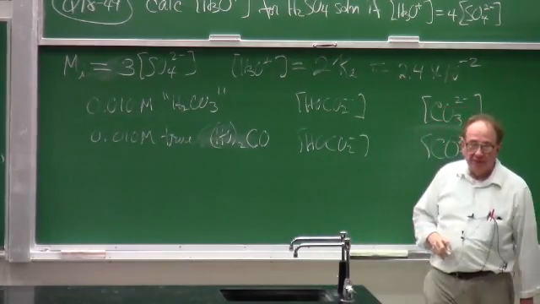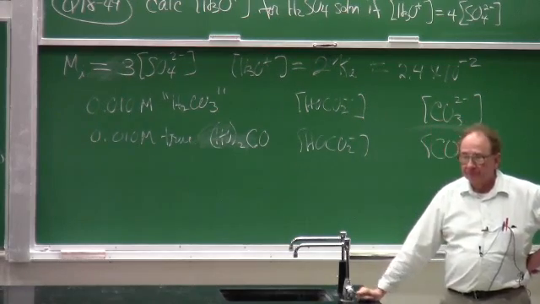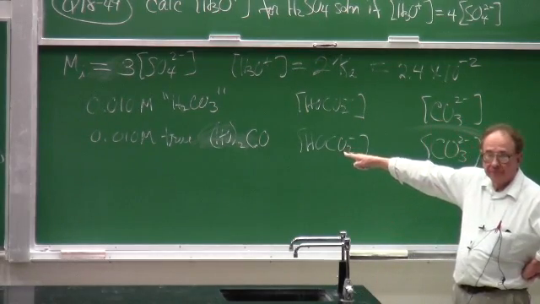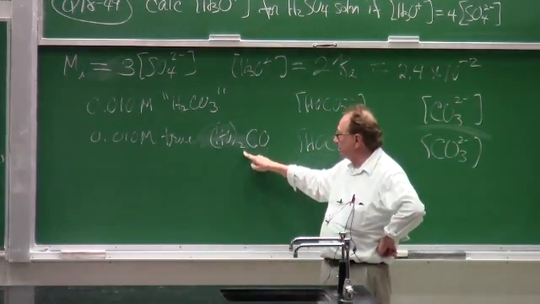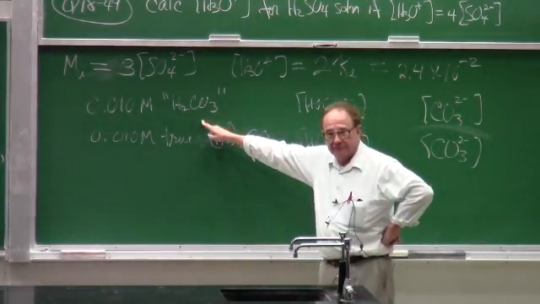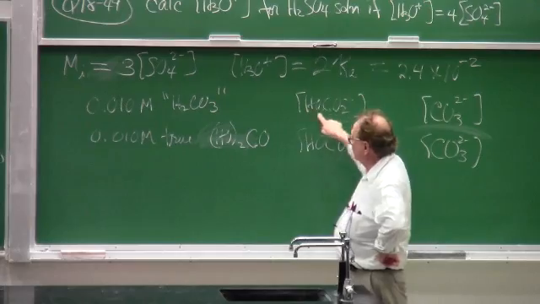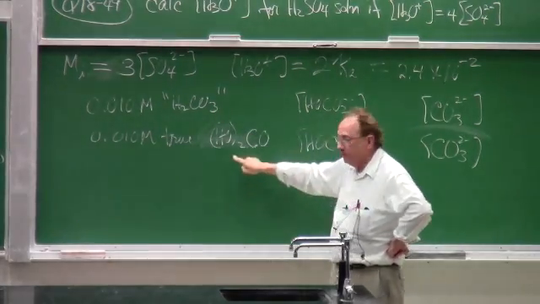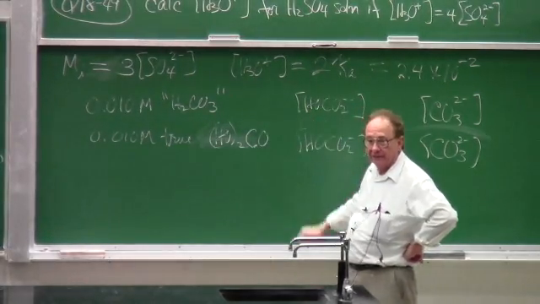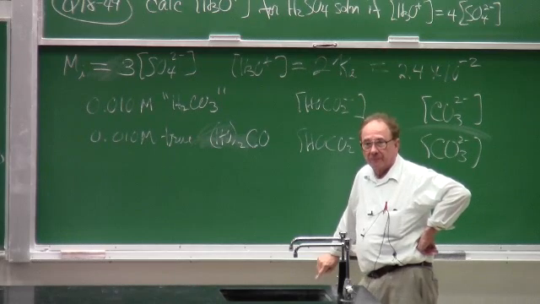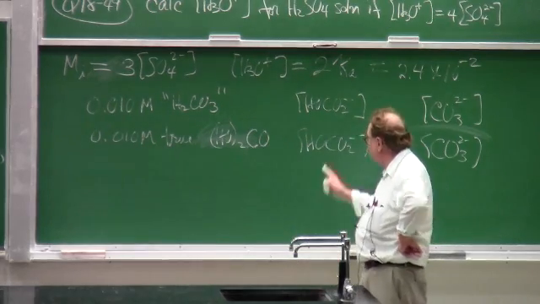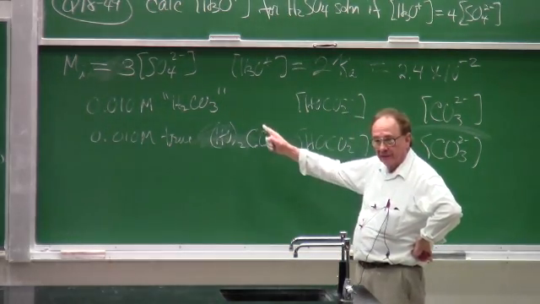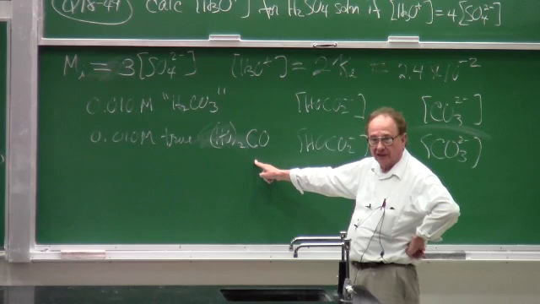How do these molarities compare, given that Ka for this is a heck of a lot bigger than Ka for this? So this is bicarb in this solution versus bicarb in this solution. How will these molarities compare? In which solution will the bicarb molarity be greater? In this one, because the Ka value is a lot larger.